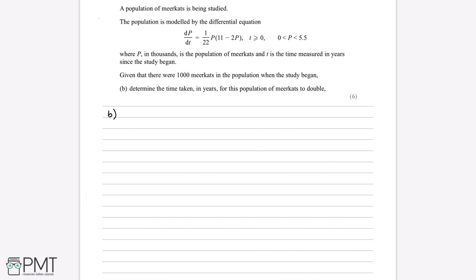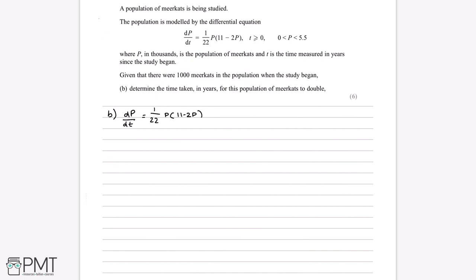Given that there were 1,000 meerkats in the population when the study began, Part B wants us to determine the time taken in years for this population of meerkats to double. So the first thing we want to do for a question like this is write out the differential equation. So dp by dt is equal to 1 over 22p multiplied by 11 minus 2p.